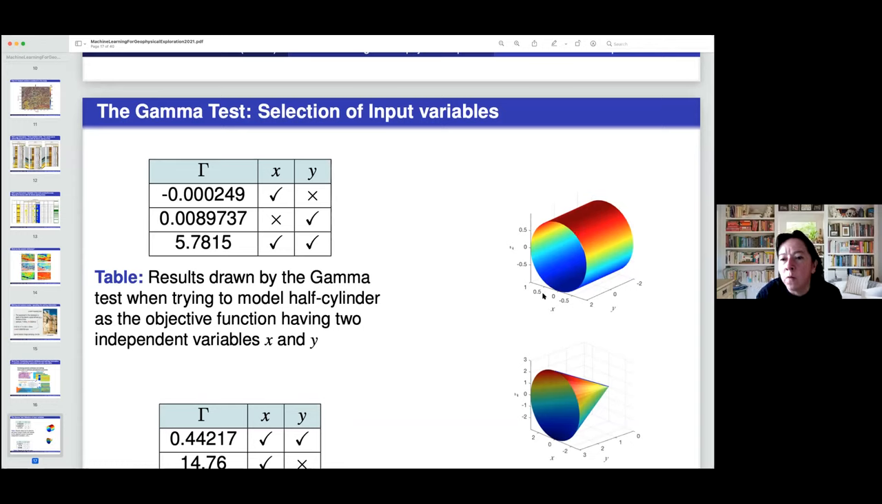And I want to know which variable is most important for this function. So I put this in my gamma test, and the best combination of inputs is only taking the X variable, because X is where the function varies. No matter where I move here, the function is defined by X. So this is the best combination, where my gamma statistic is the lowest. Then the second is only taking Y, and the worst is to take both.